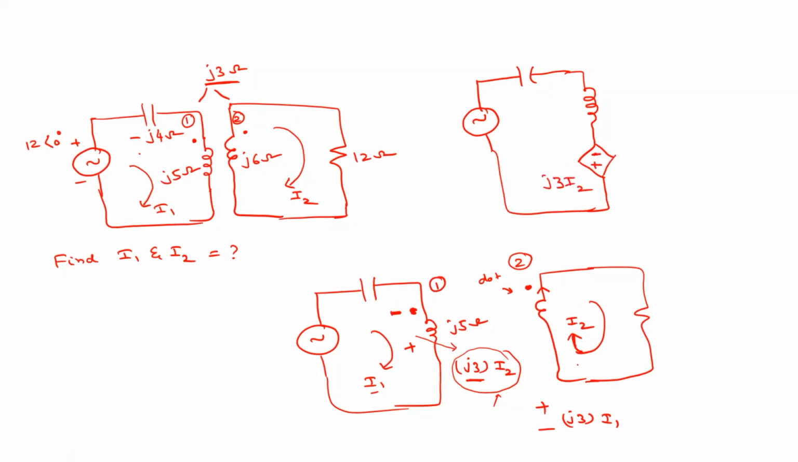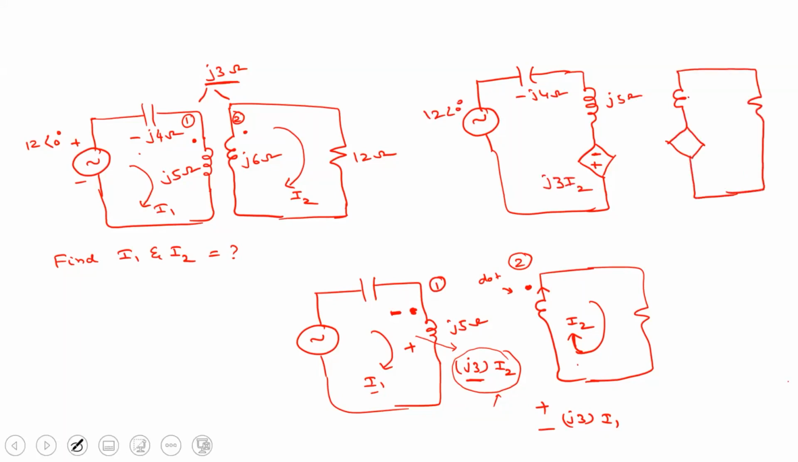Agree? Yes, sir. So the rest of the things are the same: 12 at an angle 0, minus J4, and this is J5 ohm. Similarly, you have the other circuit. This is also represented by a dependent source. So this is J6 ohm, and this is 12 ohm. So what is the magnitude and what is the polarity? What is the polarity at the top? Plus, sir. So this is plus minus, right? Just bring it down. So it is in series, right? So this is J3. What is its magnitude? J3 into I1. Agree?